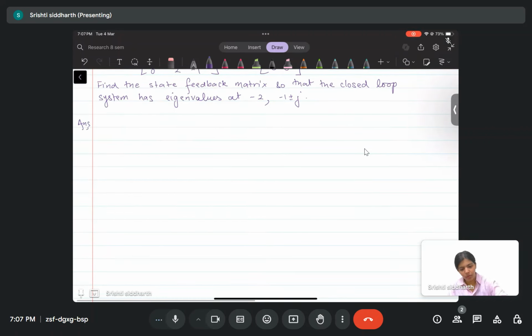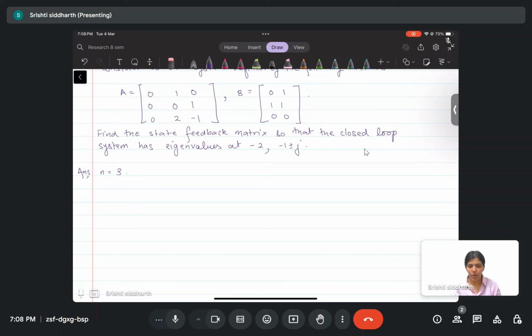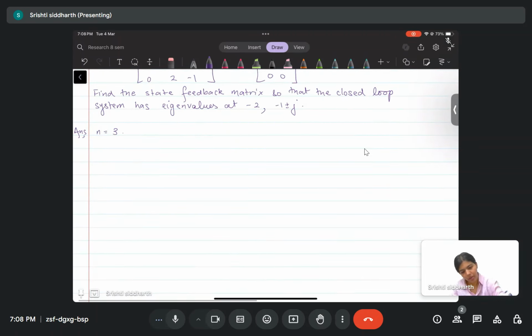So for this, you have to first find out if the pair AB is controllable or not. We also discussed it in the last session. That is, to design a state feedback controller, we have to first check whether the pair AB is controllable or not. The controllability matrix for this case is B, AB, A squared B.